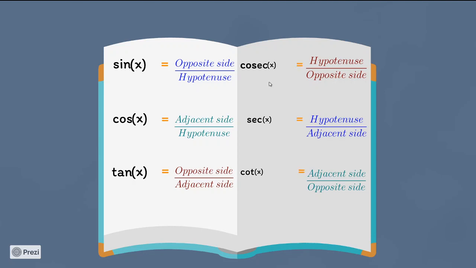Okay, now there is a short form. By the way, one thing you need to see is cosec of x is nothing but the reciprocal of sine of x, that is 1 by sine of x. Sec of x is nothing but 1 by cos of x, reciprocal of cos of x. And cot of x is nothing but the reciprocal of tan of x, that is 1 by tan of x.